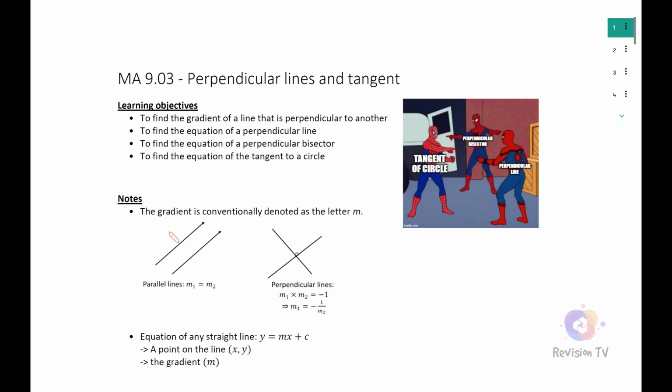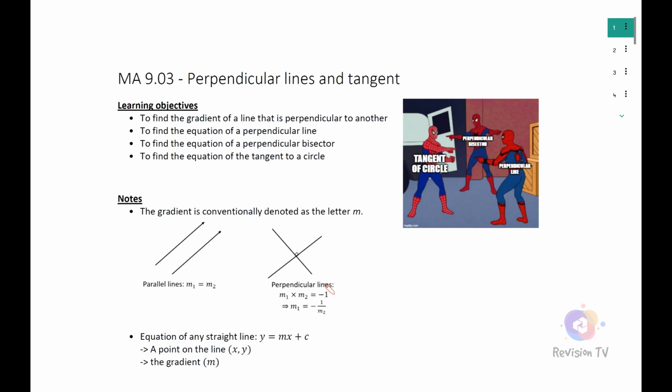Anyway, so notes. The gradient is conventionally denoted as the letter m, like in y equals mx plus c. For parallel lines, we use m1 equals m2, because the gradient of one equals the gradient of the other. For perpendicular lines, the gradient of one times the gradient of the other perpendicular line equals -1. That's the definition of perpendicular lines. To show they're perpendicular, that's what you can say.